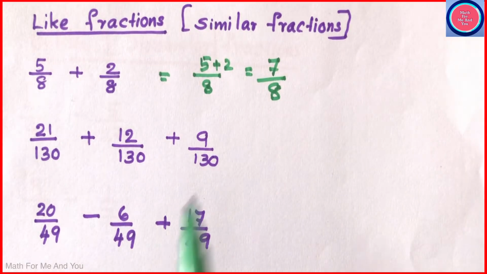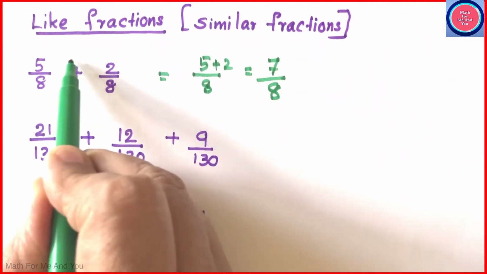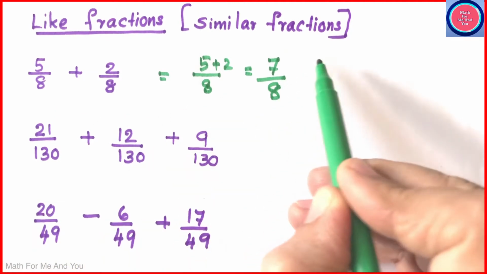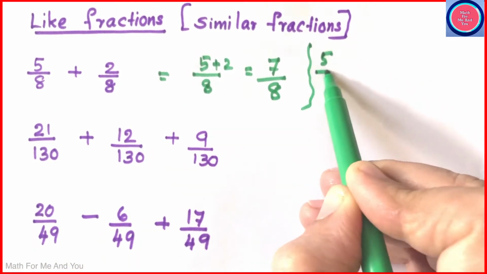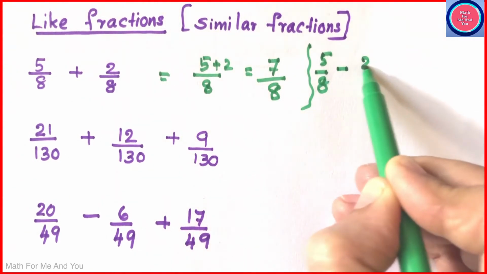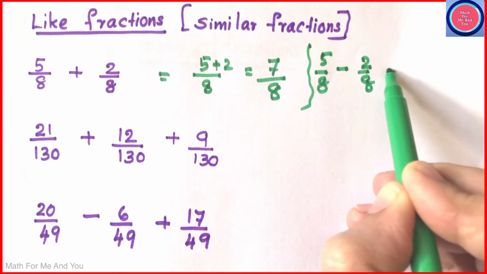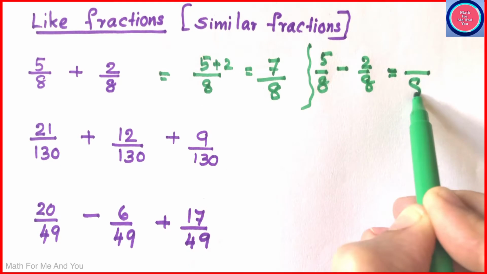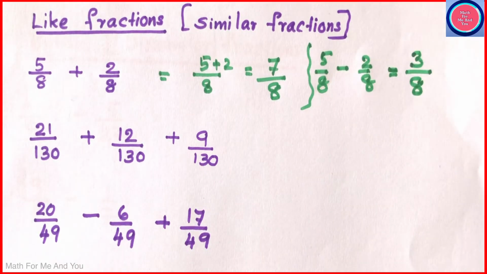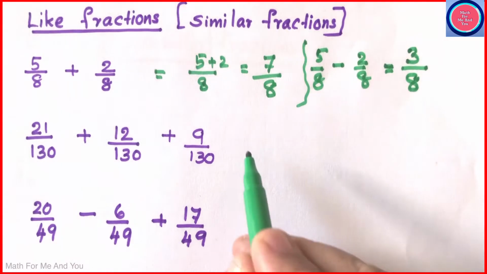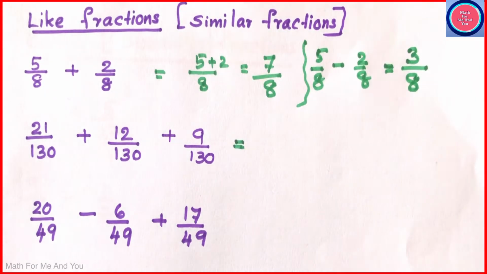In place of plus, if we get minus, we can also do the same way. And how to get the answer? Let's look. If the question is 5 over 8 minus 2 over 8, both are like fractions, same denominator. We write in the answer also the same number as denominator, 8. Then numerator 5 minus 2, that is 3. If plus, we do addition, otherwise subtraction. For the numerator we do subtraction. That's it.